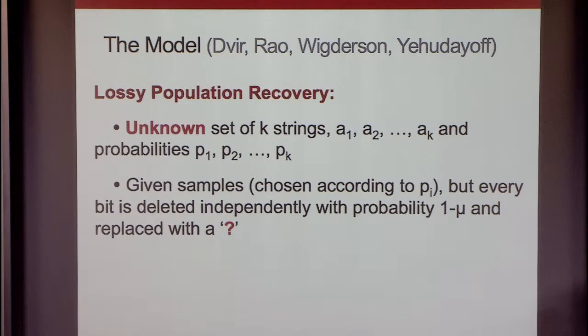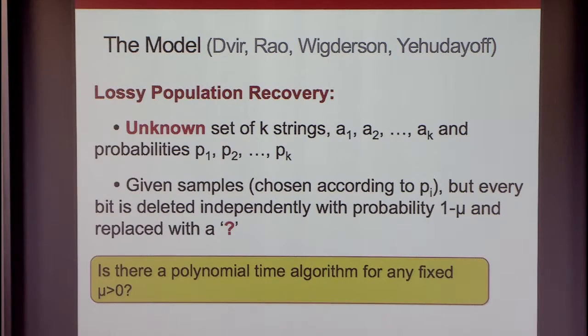You can think of mu as, let's say, 0.01 here. So I'm going to delete 99% of the coordinates. I'm going to flip an independent coin for each of them. So with probability 1 minus mu, I'm going to replace it with a question mark. And the basic question here is, is there a polynomial time algorithm for any fixed mu greater than 0? Is there a question? The 1% you observe, there's no mistake on it. That's right, because you know that it's not replaced with a question mark.